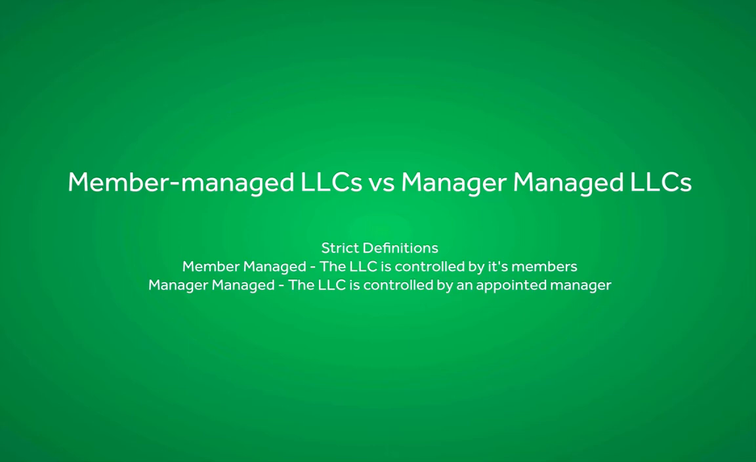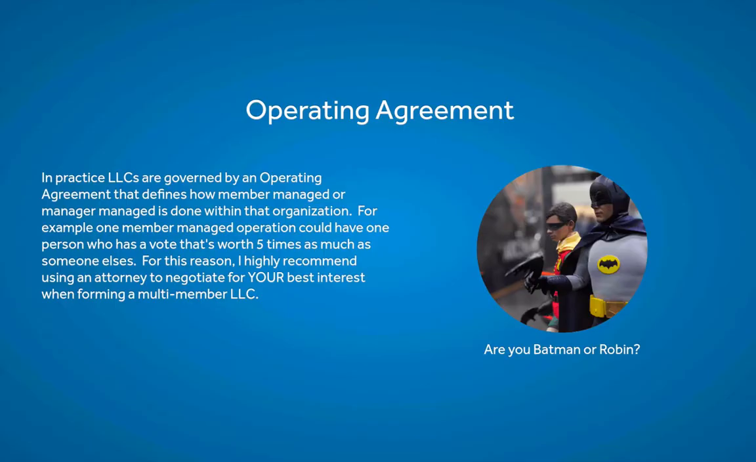Now, multi-member LLCs come in two flavors: member managed LLCs and manager managed LLCs. By the strict definition, member managed LLCs are controlled by its members, and manager managed LLCs are controlled by an appointed manager. But in practice, no matter what type of LLC you have, you have to have an operating agreement, and this operating agreement defines how the member management or the manager management is done within that organization, and it can be very different from one organization to the next. For example, one member managed operating agreement could have one person who has a vote that is worth 5 times as much as another member's.